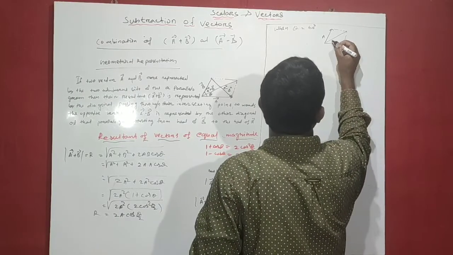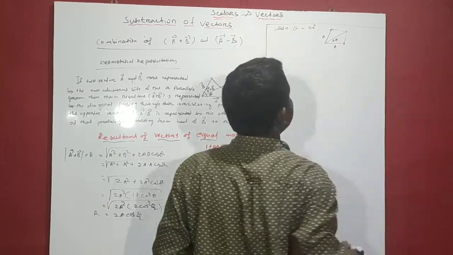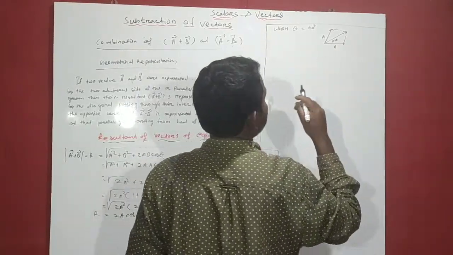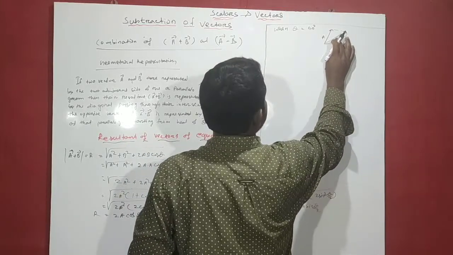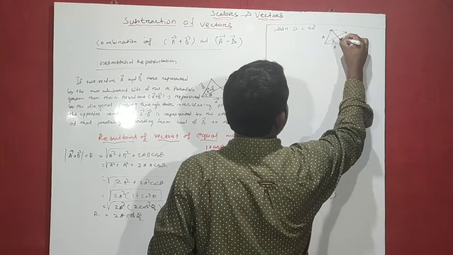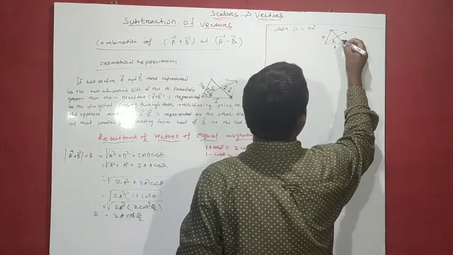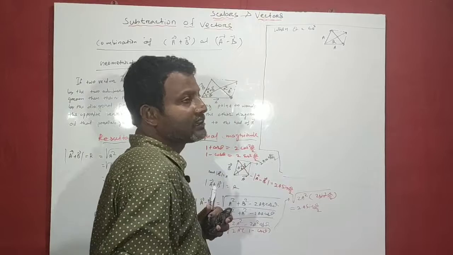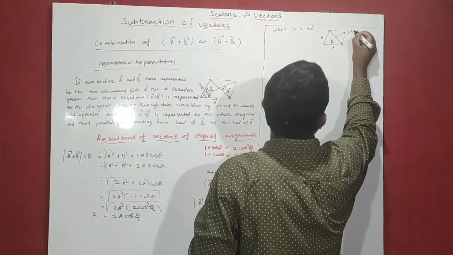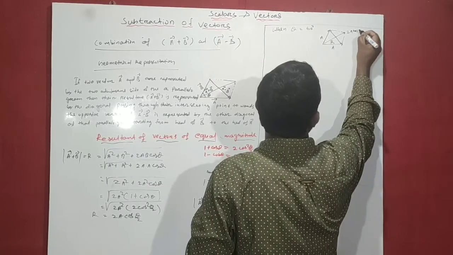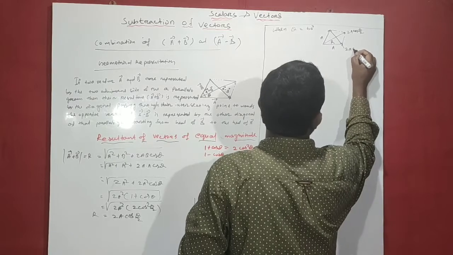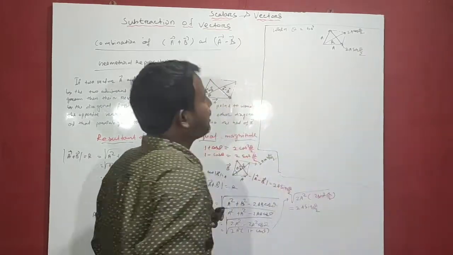This is A plus A, which is R, and this is the difference vector. This is 2A cos theta by 2 and this is 2A sin theta by 2.